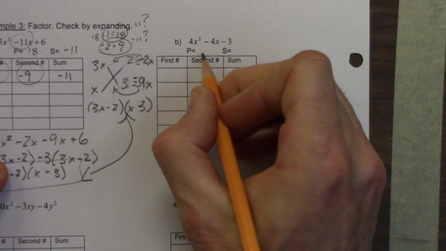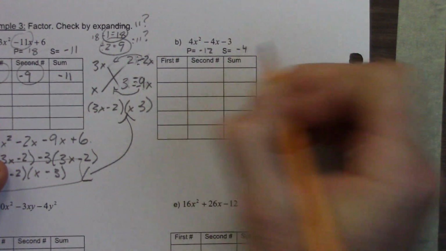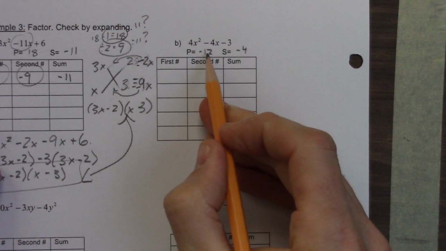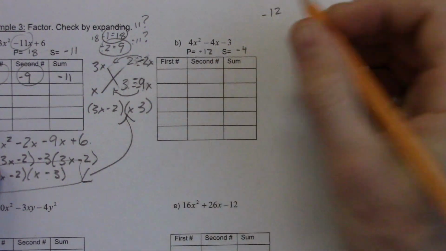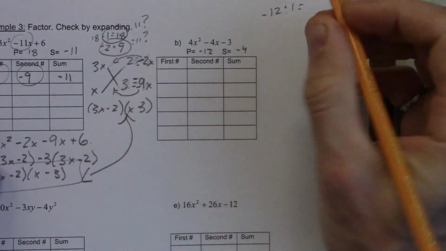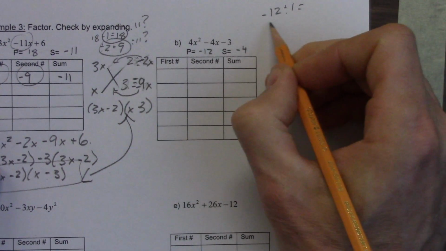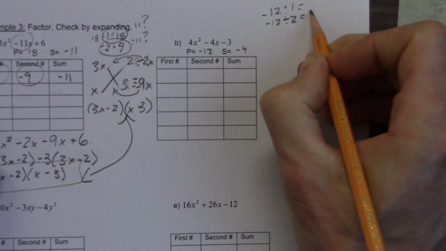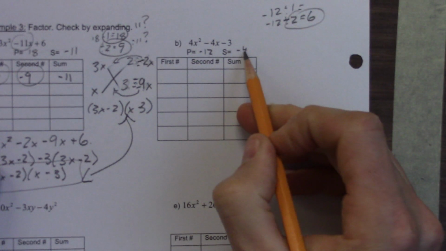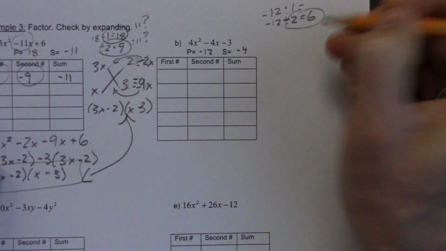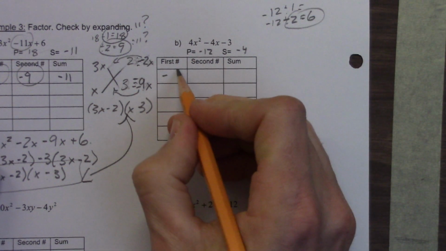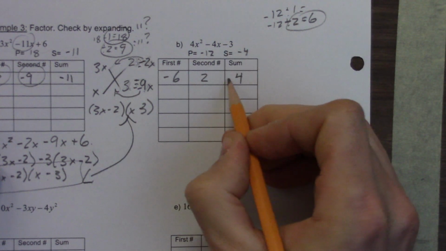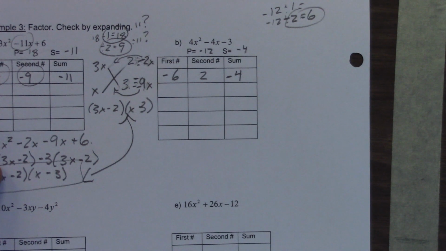Your product is going to be negative 12, and your sum is going to be negative 4. Okay, what two numbers multiply to give us negative 12? So if I divide this by 1, can I somehow get 4? No. If I divide this by 2, negative 12 divided by 2, can I use 6 and 2 to somehow get 4? Yes, my 6 needs to be negative. So my numbers are going to be negative 6 and positive 2, and my sum will be negative 4. So those are my two numbers.